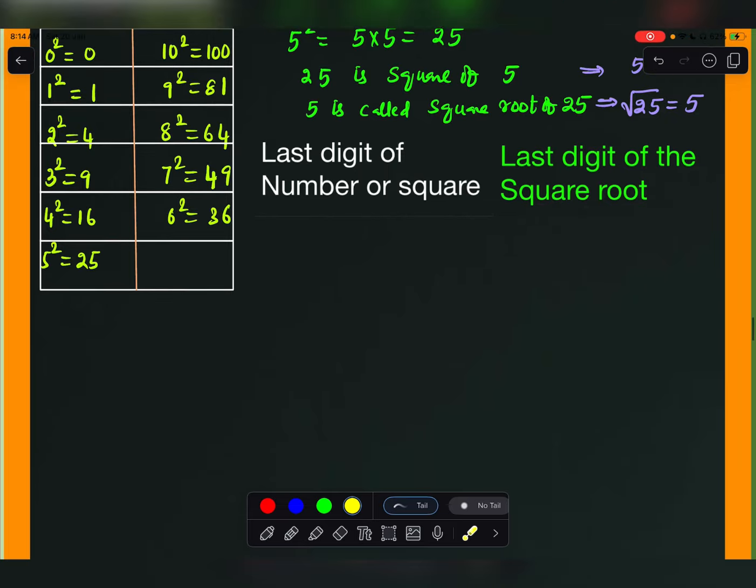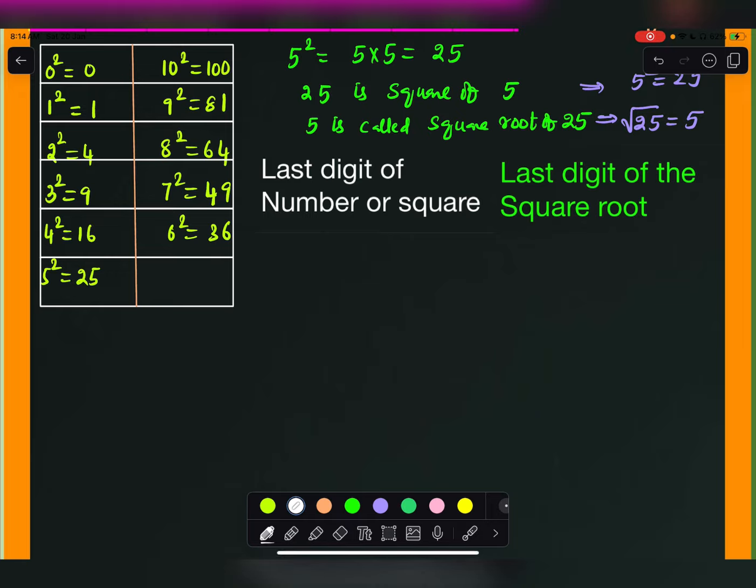This is a technique to find the square root of numbers. And here also I am giving the same thing. If the last digits of the square number are 0, it contains an even number of zeros, then its square root ends with 0. That is one thing.